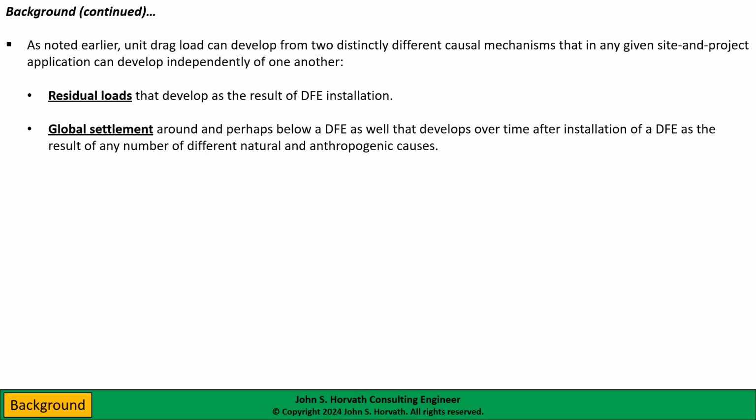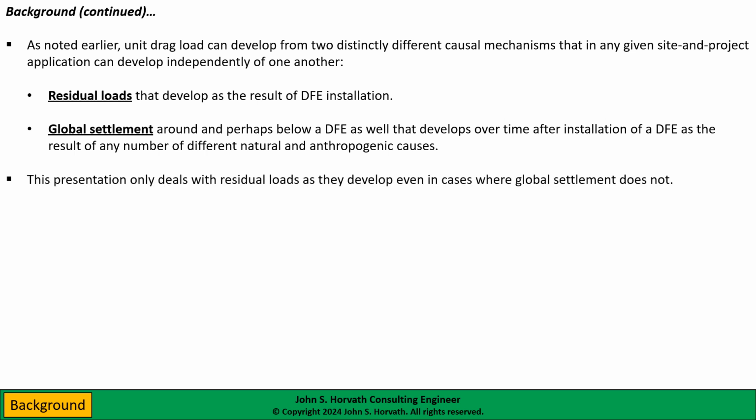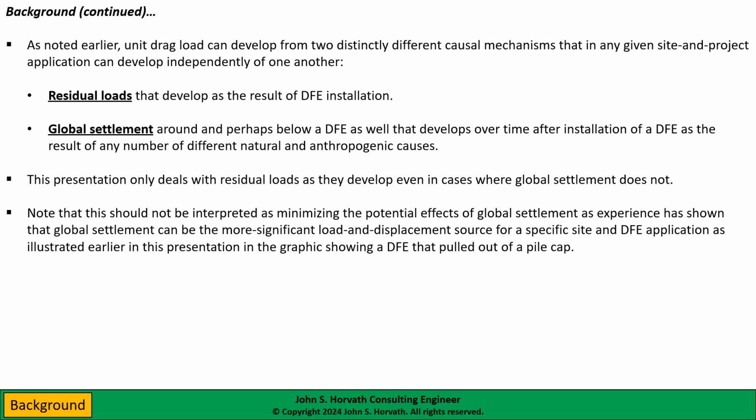And this global settlement can be the result of any number of different natural and anthropogenic causes. Now in this presentation, I'm only dealing with residual loads. I have another presentation that's in the works where I talk about global settlement as well, but I'm only going to be focusing on residual loads. And that's because they develop even in cases where global settlement does not. Global settlement is very, very site and project specific, whereas residual loads are much more universal. They're found for all types of DFEs anywhere in the world.